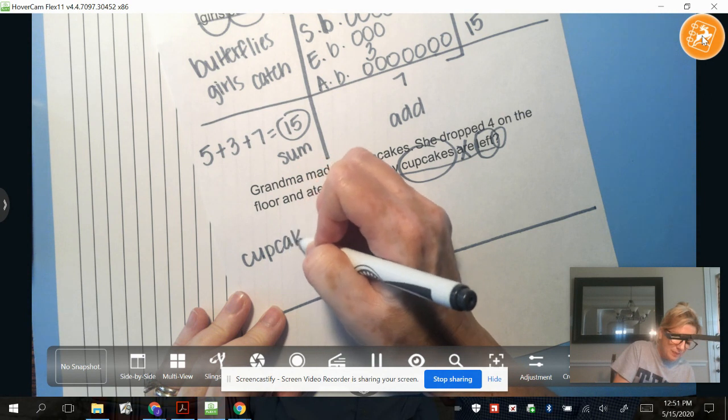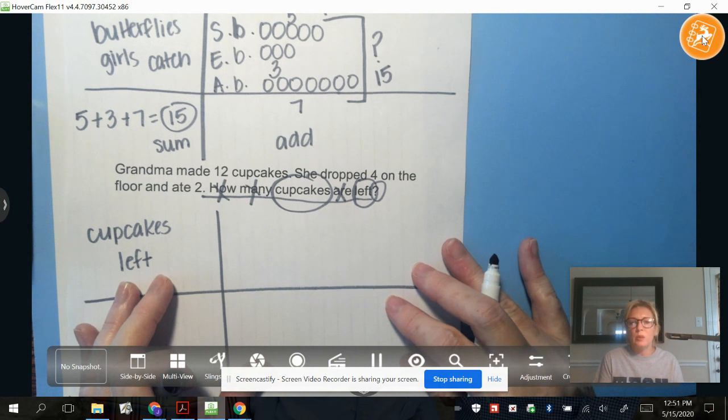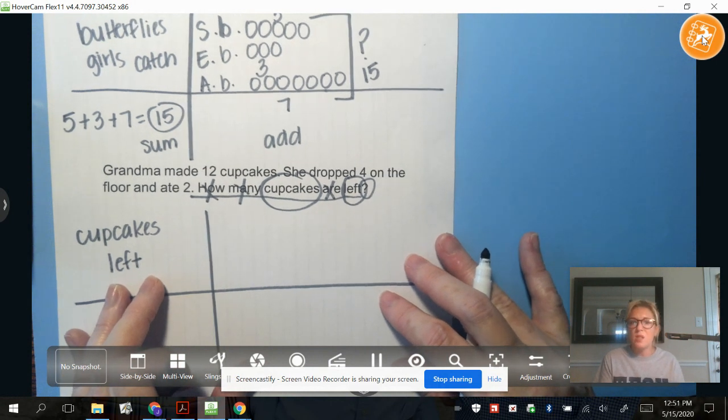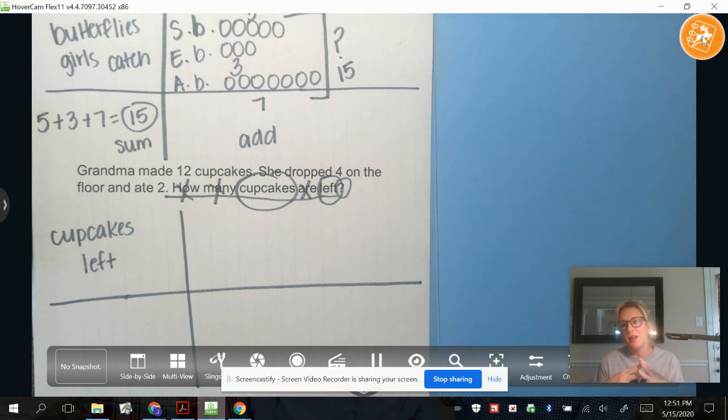Cupcake left. And we know left most of the time is an important clue word for takeaway. And once we build our model with M&Ms, you're going to see so easily why this is a takeaway problem.